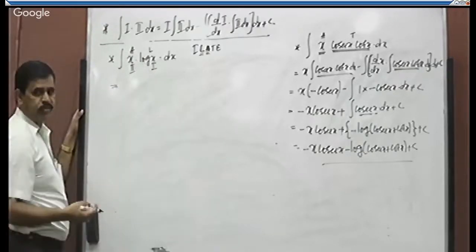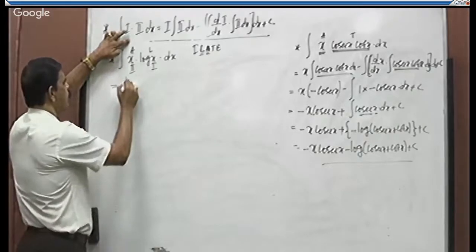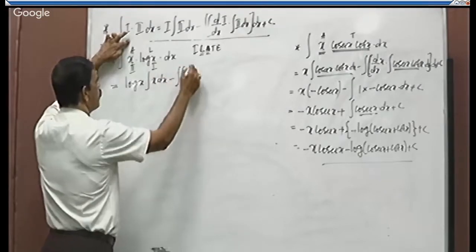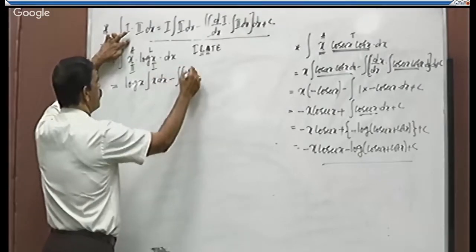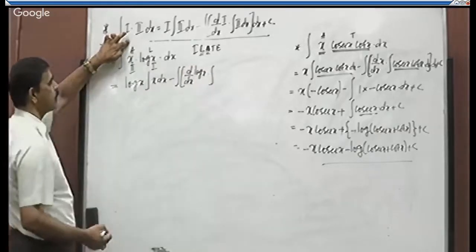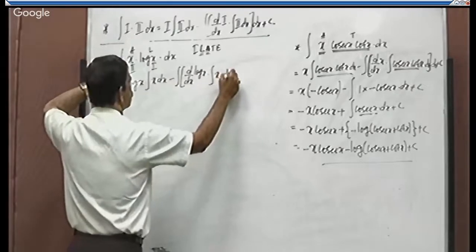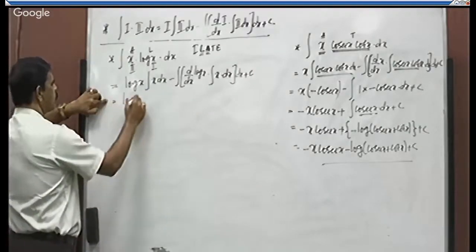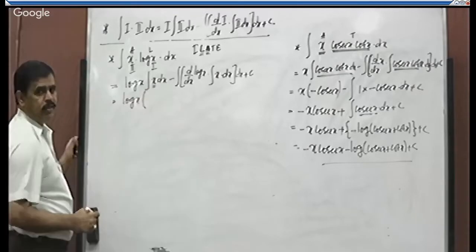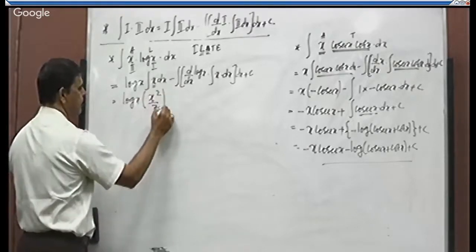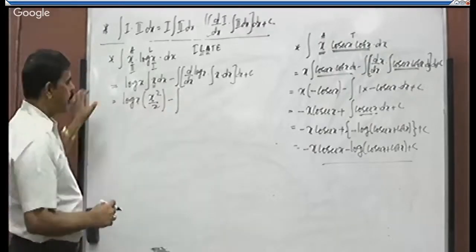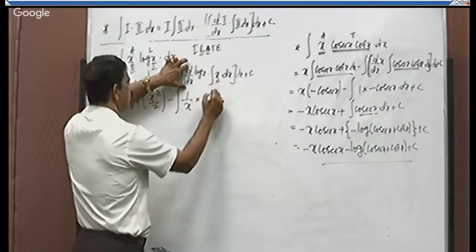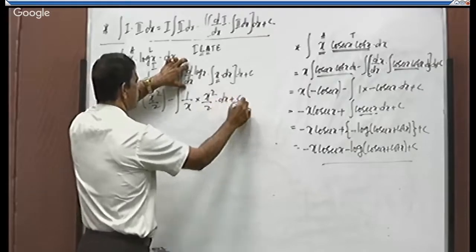Then the routine procedure. I write according to the formula, first term into integration of second minus, in bracket, d by dx of first. What is first term? Log x into integration of second term, x into dx, plus c. This is equal to, keep log x as it is, integration of x. What is integration of x? It is x square divided by 2 minus integral of d by dx of log x, that is 1 by x, right? Into integration of x, x square by 2 into dx plus c.